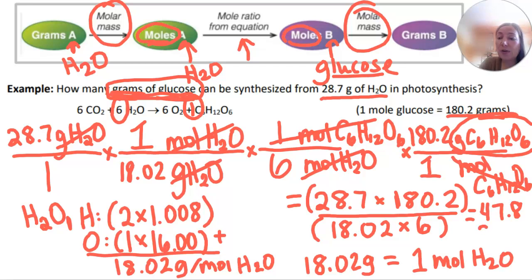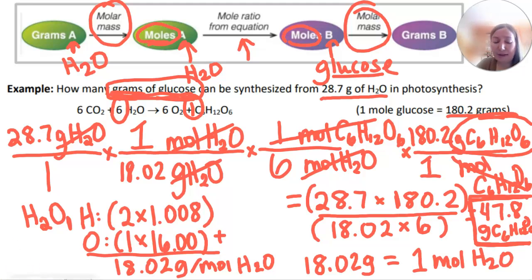Okay, take a second, calculate that, and you should get 47.8 grams of glucose, and glucose was C6H12O6. I'm just running out of room for my little 6, but I do like to always have units there. So that should be 47.8 grams of C6H12O6 for our first example.